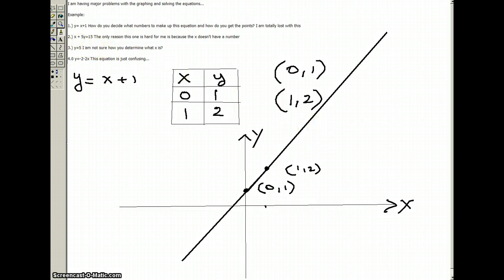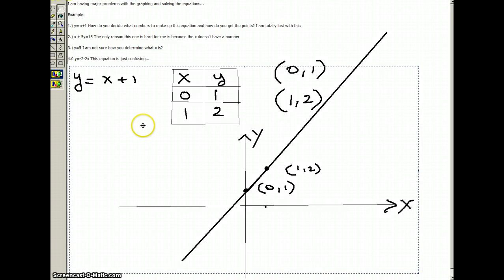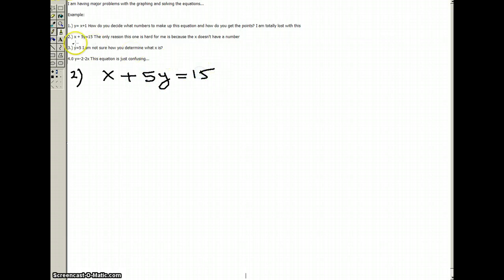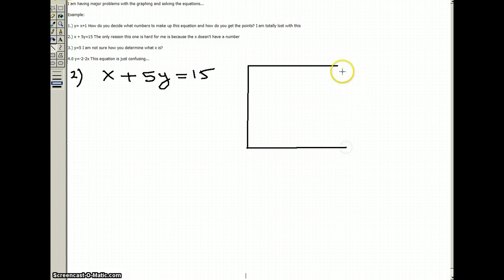Okay, let's try the second exercise now, which is exactly the same thing. I can now delete this part, so I don't need this anymore. And I can start the second part of this problem. Let's look at the second part, number 2. Graph x plus 5y equals 15. I'm going to do exactly the same thing. I'm going to make a little table. Remember, we make a table. I need 3 rows and 2 columns.